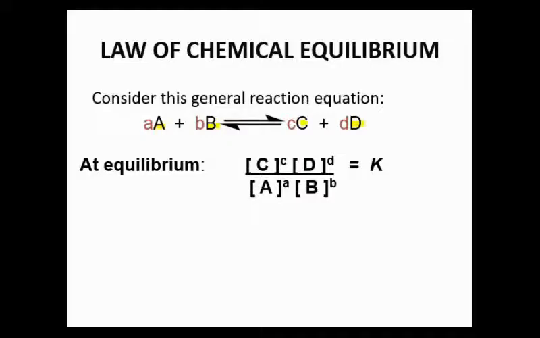At equilibrium, based on the law of chemical equilibrium, the ratio of the concentration of the products over the concentration of the reactants gives a constant. We call it the equilibrium constant, and it is indicated by the capital letter K.